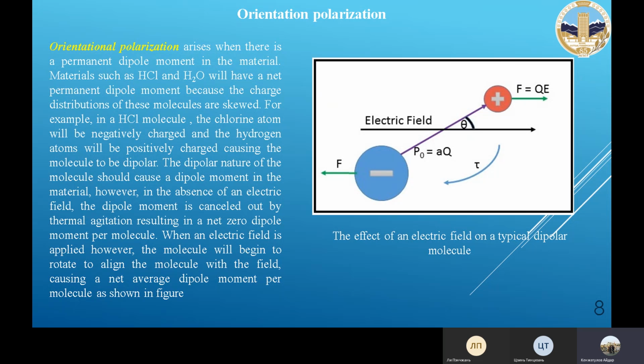The dipolar nature of molecules should cause a dipole moment in the material. However, in the absence of an electric field, the dipole moment is cancelled out by thermal motion, resulting in a net zero dipole moment per molecule. When an electric field is applied, however, the molecules will begin to rotate to align with the field, causing an average dipole moment per molecule, as shown in the figure. The effect of an electric field on typical dipolar molecules.